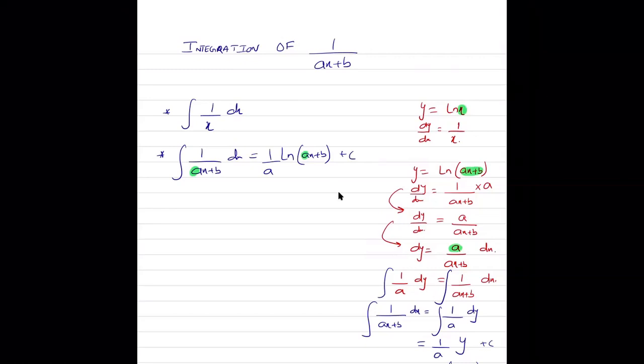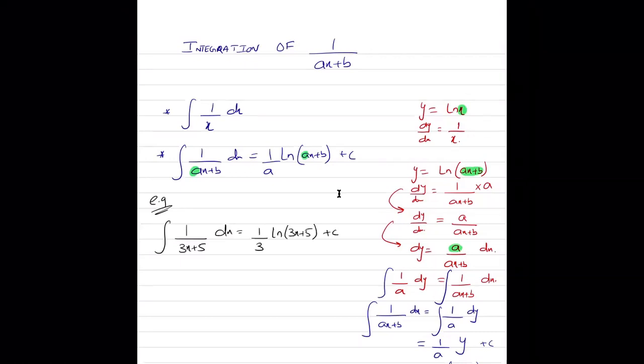Is this idea clear? Yes, sir. Okay, so for example, the integration of 1 over 3x plus 5 dx. What is the integration of 1 upon 3x plus 5 going to be? 1 over 3 ln of 3x plus 5 plus c. Ln of 3x plus 5 times 1 upon a, and a is 3.